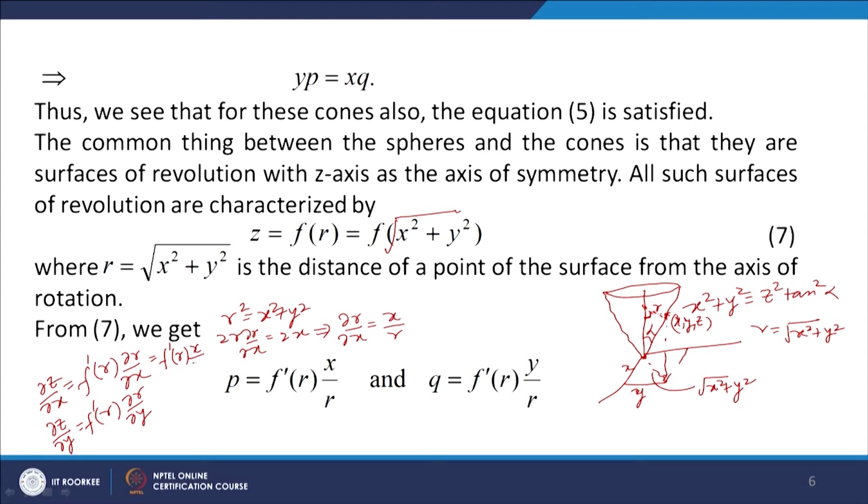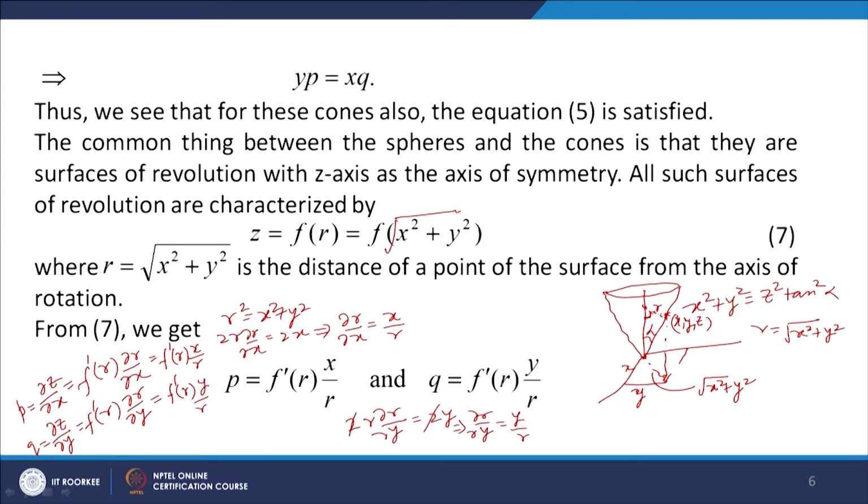So, this is f prime r into x by r, and similarly when you differentiate r square equal to x square plus y square with respect to y, you get 2r times the derivative of r with respect to y equal to 2y, and the derivative of r with respect to y is given by y over r. So, this is equal to f prime r into y over r. So, you see this is p, this is q. So, p equal to f prime r into x by r, q equal to f prime r into y by r.